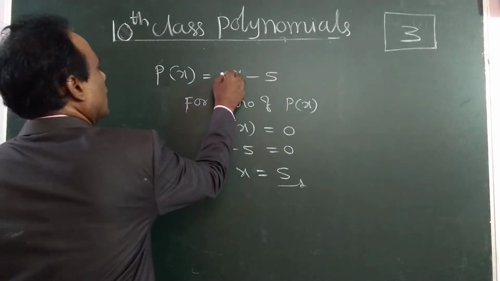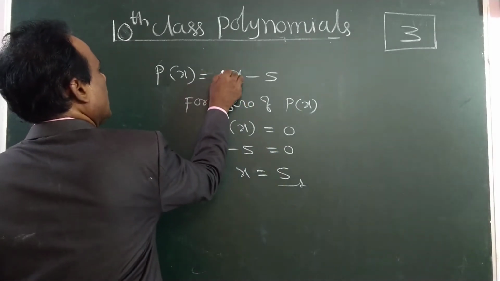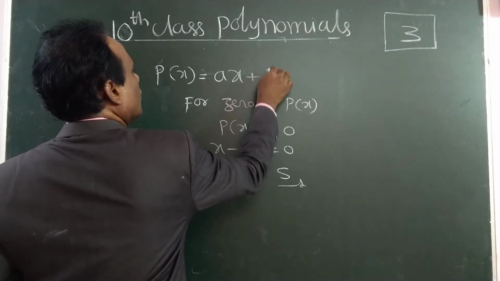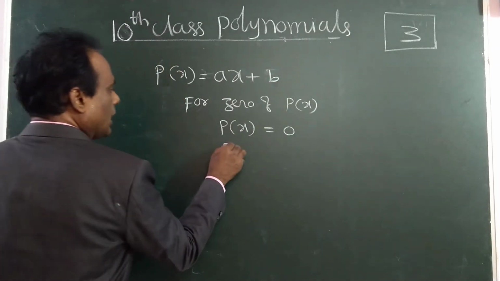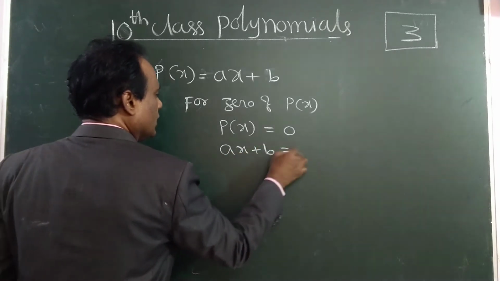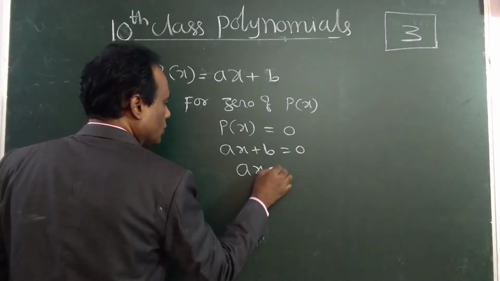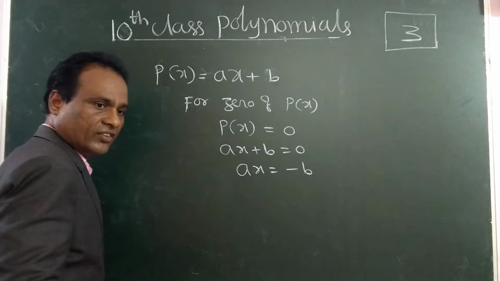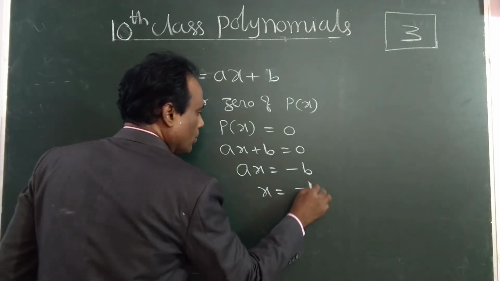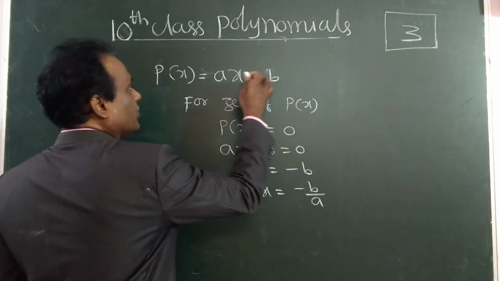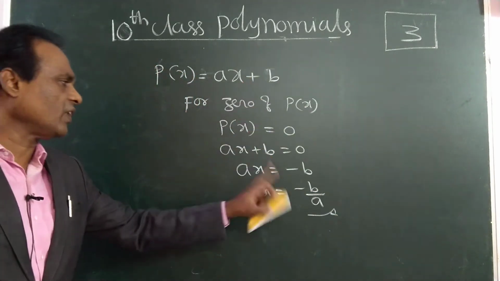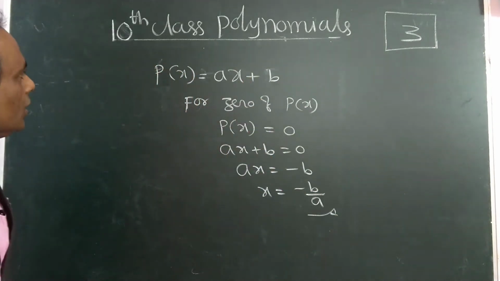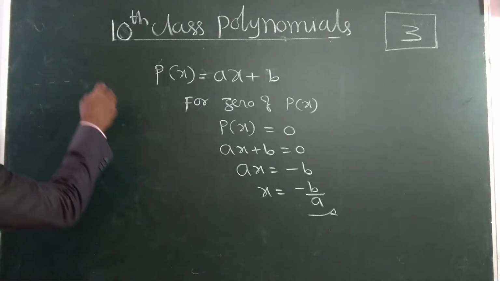Suppose if it is ax plus b. What is the zero of the polynomial here? ax plus b is equal to 0. ax is equal to minus b, moving b to the right side. x is equal to minus b by a. So the zero of the polynomial is minus b by a. Like this, for first degree we can find the zero of the polynomial. So write down this first one.